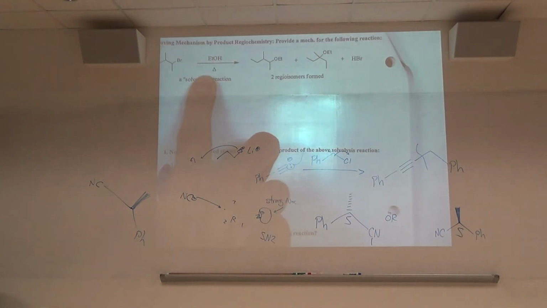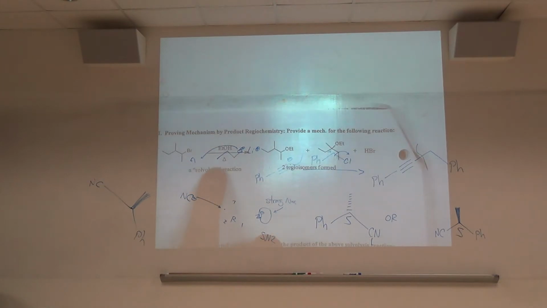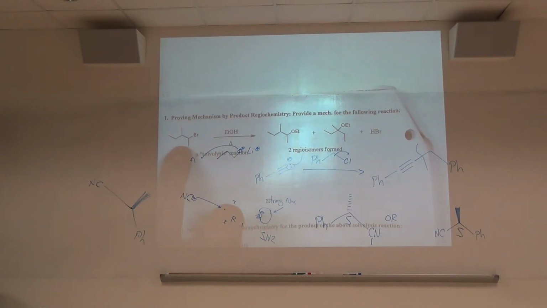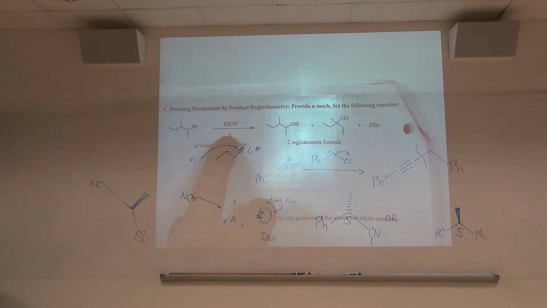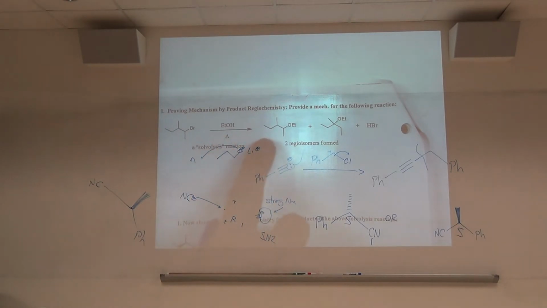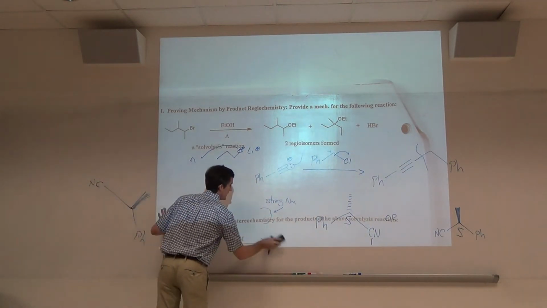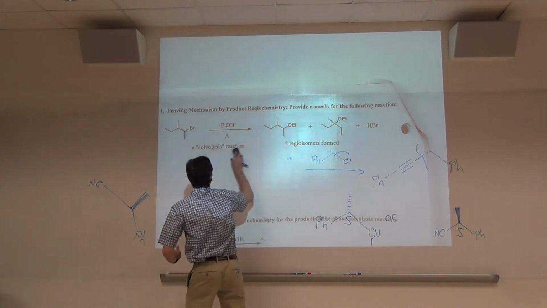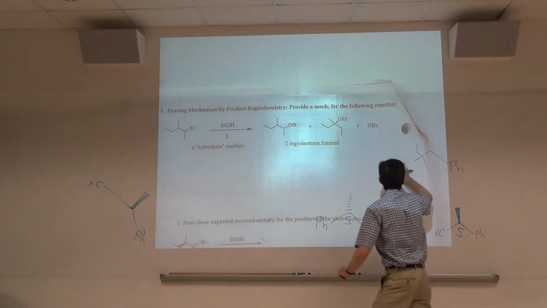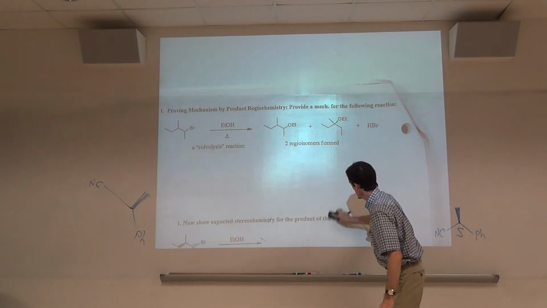On the other hand, let's look at this example. We take this carbon with the leaving group and heat it in ethanol. We get all these products up here, HBr just being the byproduct. So we're moving on from carbanions.